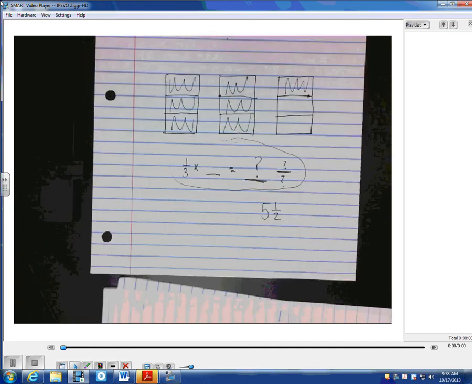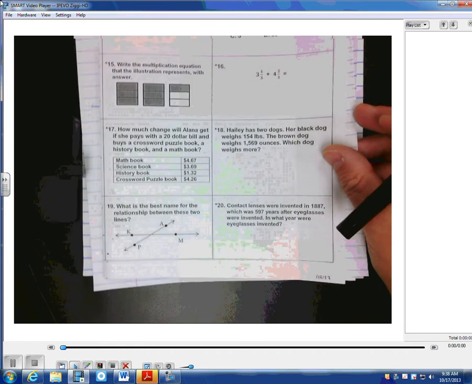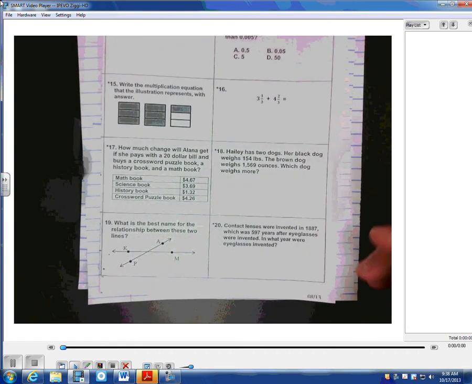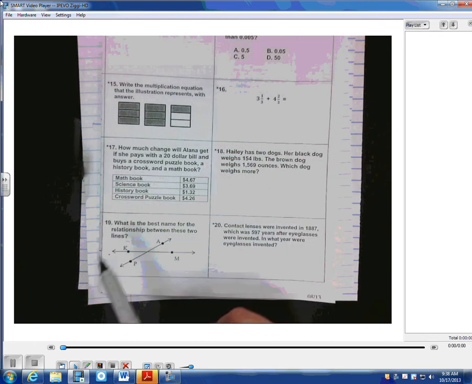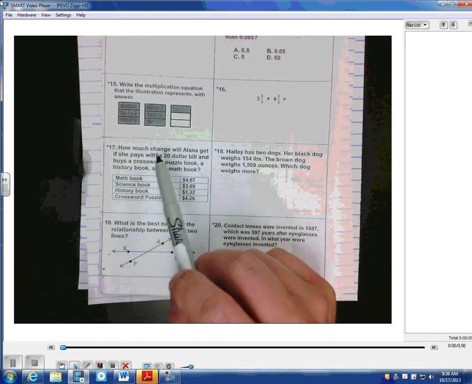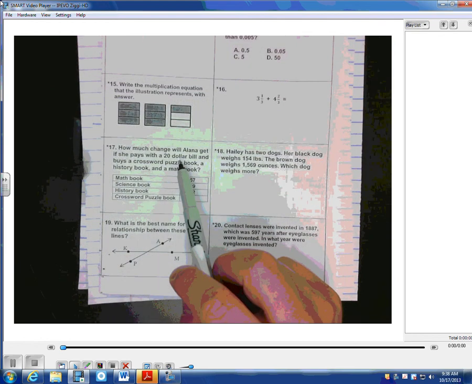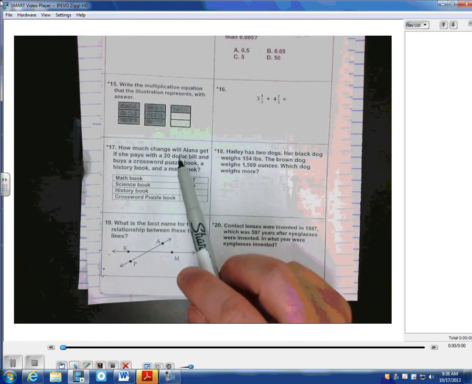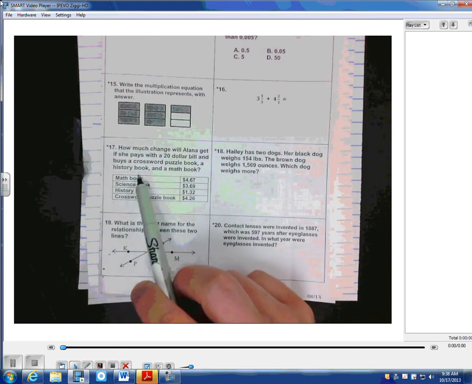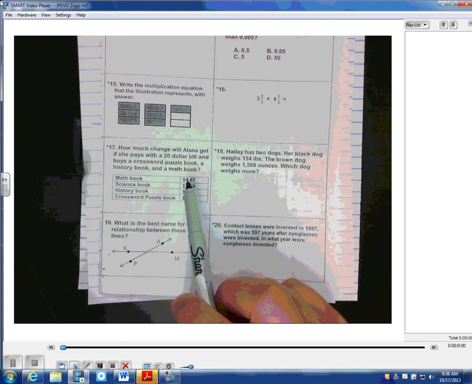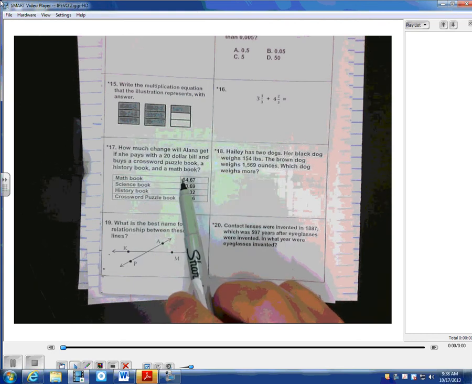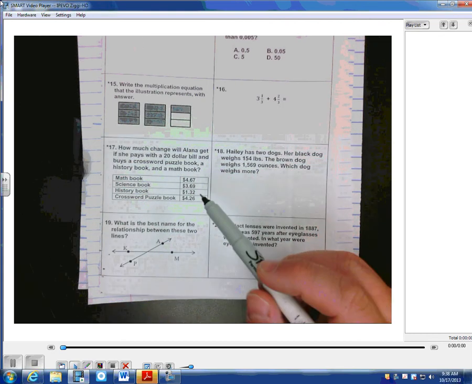Okay, so that's number 5. Oh, excuse me, 15. Number 5 was very similar. Number 16, you do not have to do this week. You don't have to do 16. Number 17, just keep in mind how much change will Elena get if she pays with a $20 bill and buys a crossword puzzle book, a history book, and a math book. So you first need to determine how much money she spent on a puzzle book, a history book, and a math book. That's the first thing you need to do here.